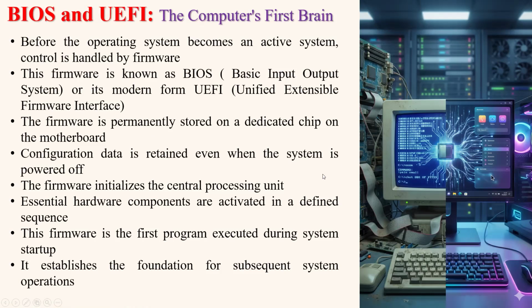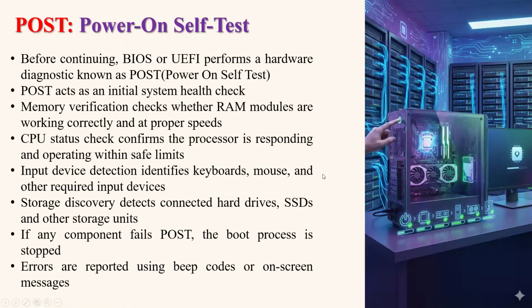Now, before loading the operating system, the computer checks its own condition. And this checking process is called the Power On Self Test. It is like a basic health check for the system. It checks whether RAM memory is available, whether the processor is responding, whether the input devices like keyboard and mouse are detected, whether storage devices are connected. If any important component is missing or faulty, the system stops immediately.